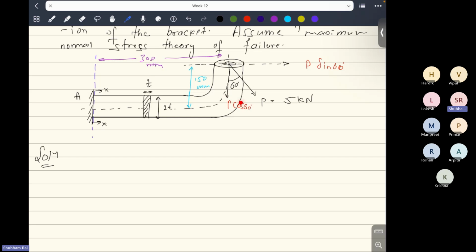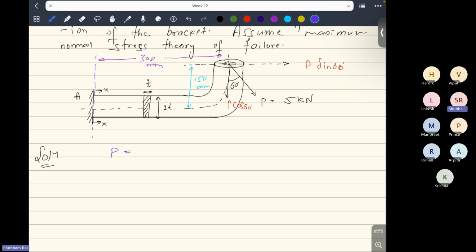The shear stress, obviously, you can always take into account. You can draw Mohr's circle. At this point, you will have the shear stress due to this force, and normal stress due to this force and the bending. But that shear stress comes out to be very small. The reason is that this 2T will be very small compared to 300. Let's see that.